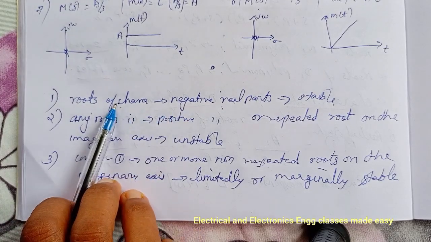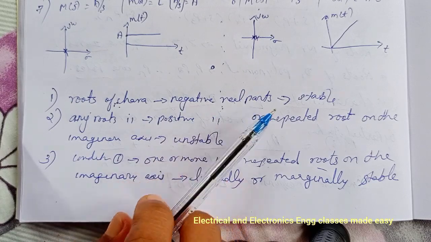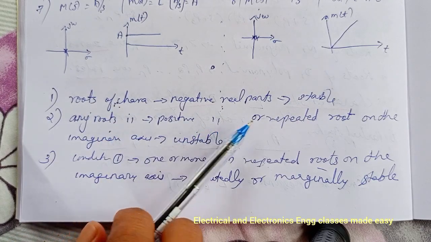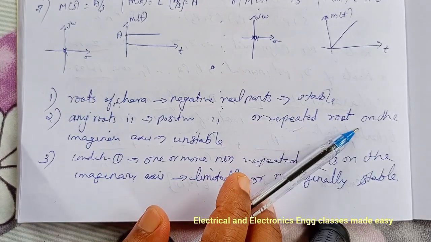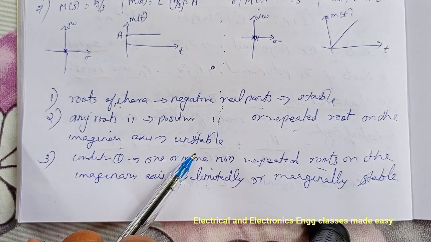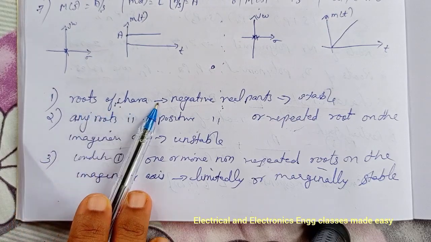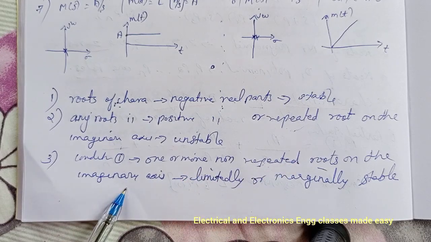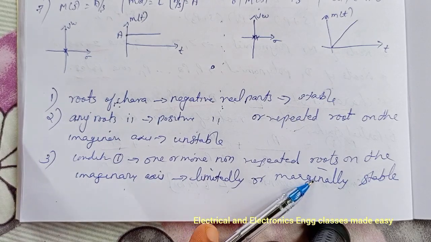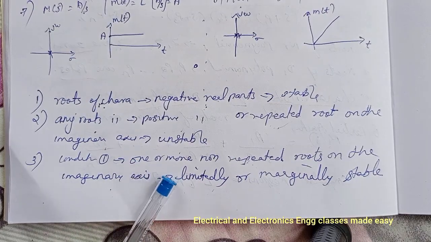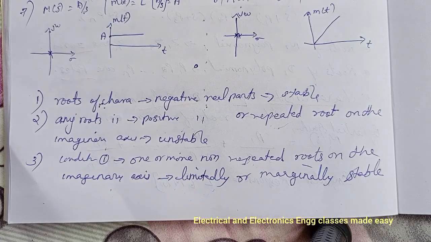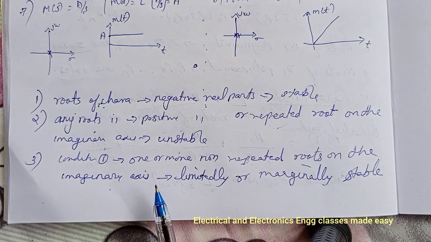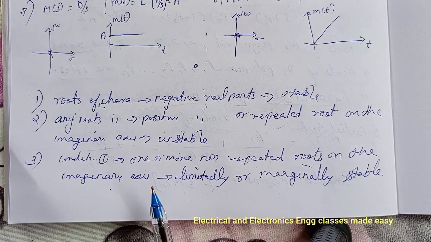So the first one is, if the roots of the characteristic equation have negative real parts, then the system is stable, and if any of the roots has a positive real part, or if there is a repeated root on the imaginary axis, then the system is unstable. And the third one is, if condition 1 is satisfied except for the presence of one or more non-repeated roots on the imaginary axis, then the system is limitedly or marginally stable. So that is about the stability of a system. And in the next classes, let us study different stability analysis methods like the Routh-Hurwitz criterion, then root locus, etc.